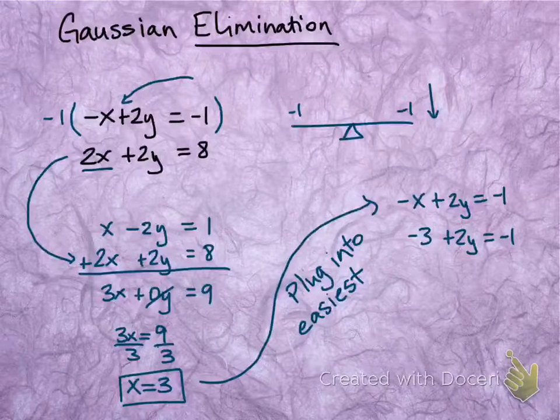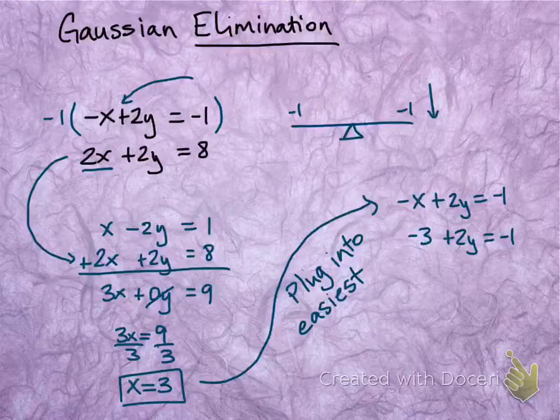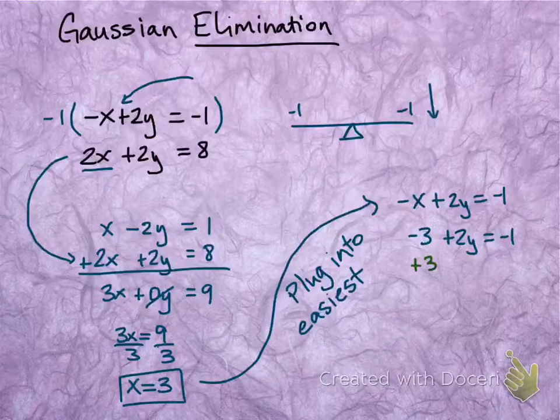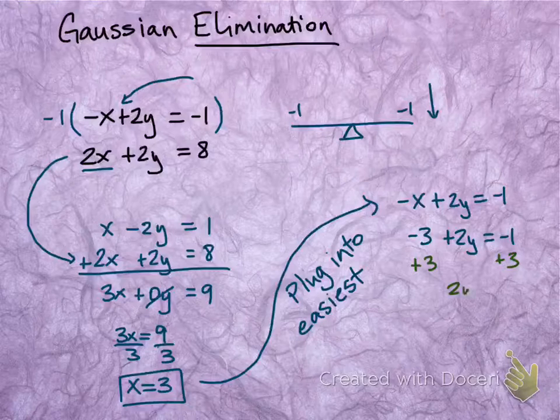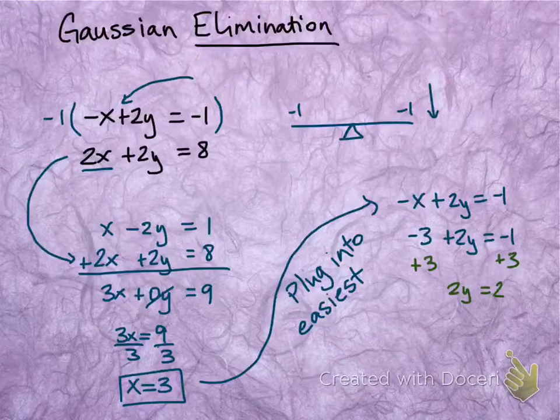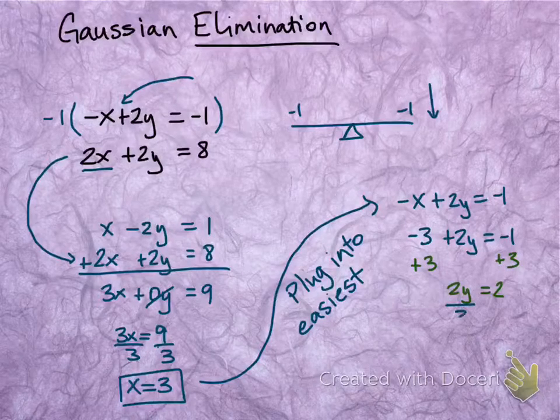And now we're going to solve. We're going to add our 3. Notice the 3 went negative because of the negative out front of the x. Okay, so we're going to add 3. So we get 2y equals, this is now a positive 2. Then we divide by 2, and y equals 1.